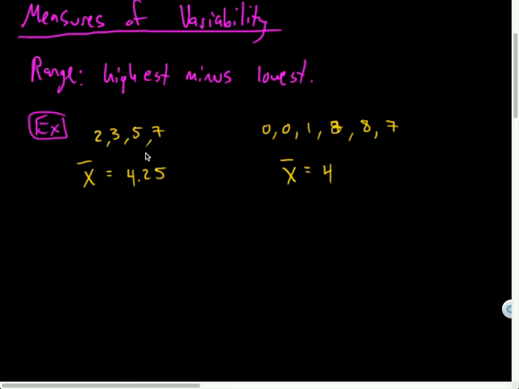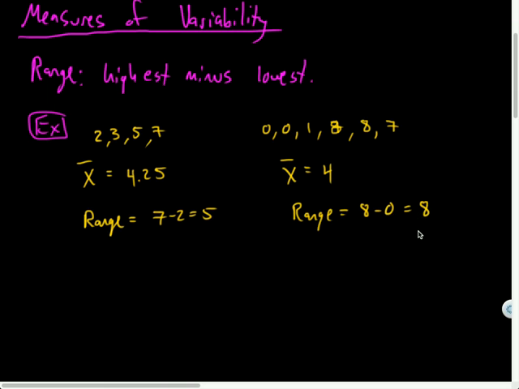So even though both of these have means that are similar, their ranges are different, right? Did I add wrong? Yeah, don't forget the 1. 1 and 7 is 8, and then 3 8s is 24. Divided by 6 is 4. So what is the range here? That would be 7 minus 2, which is 5. Where the range here is 8 minus 0, which is 8.